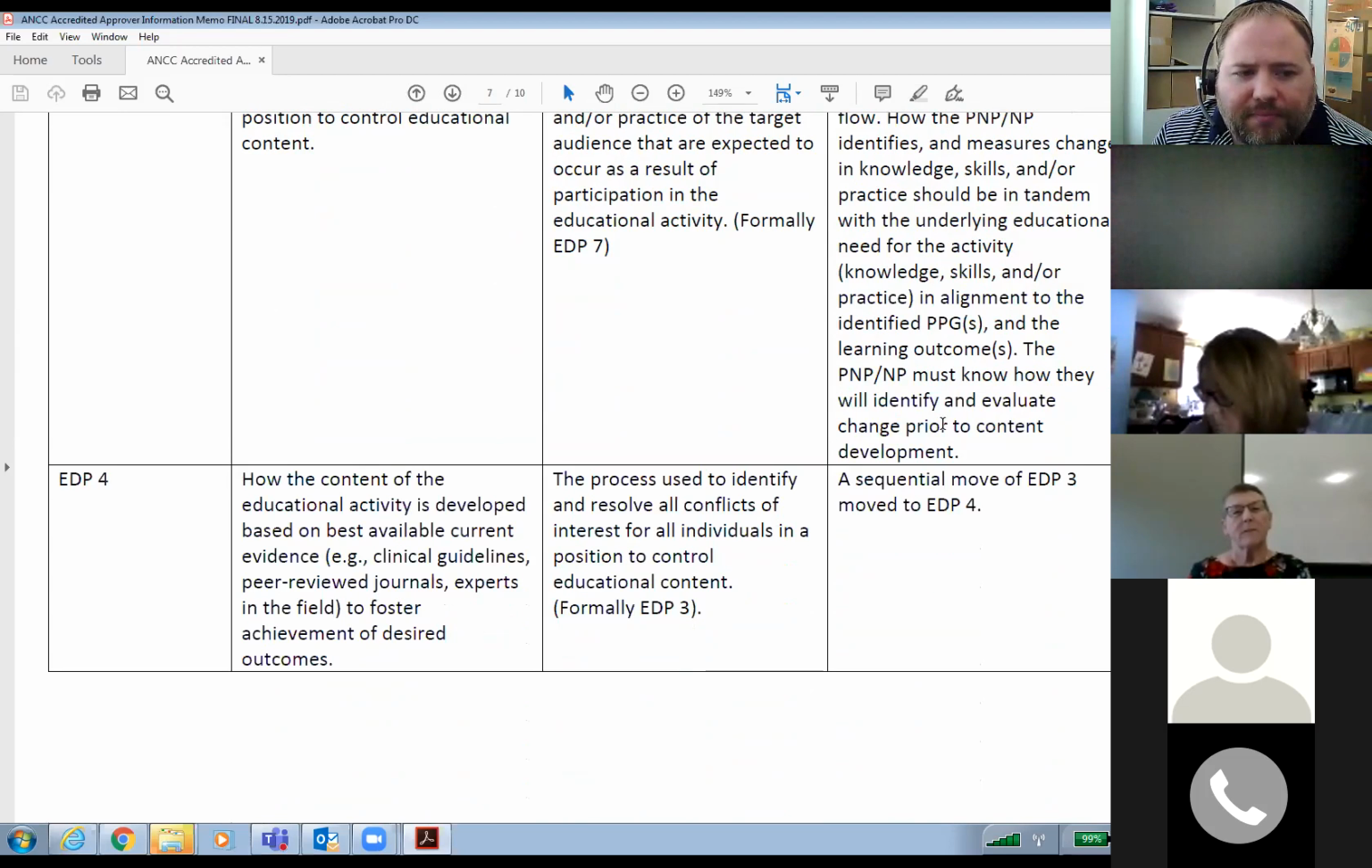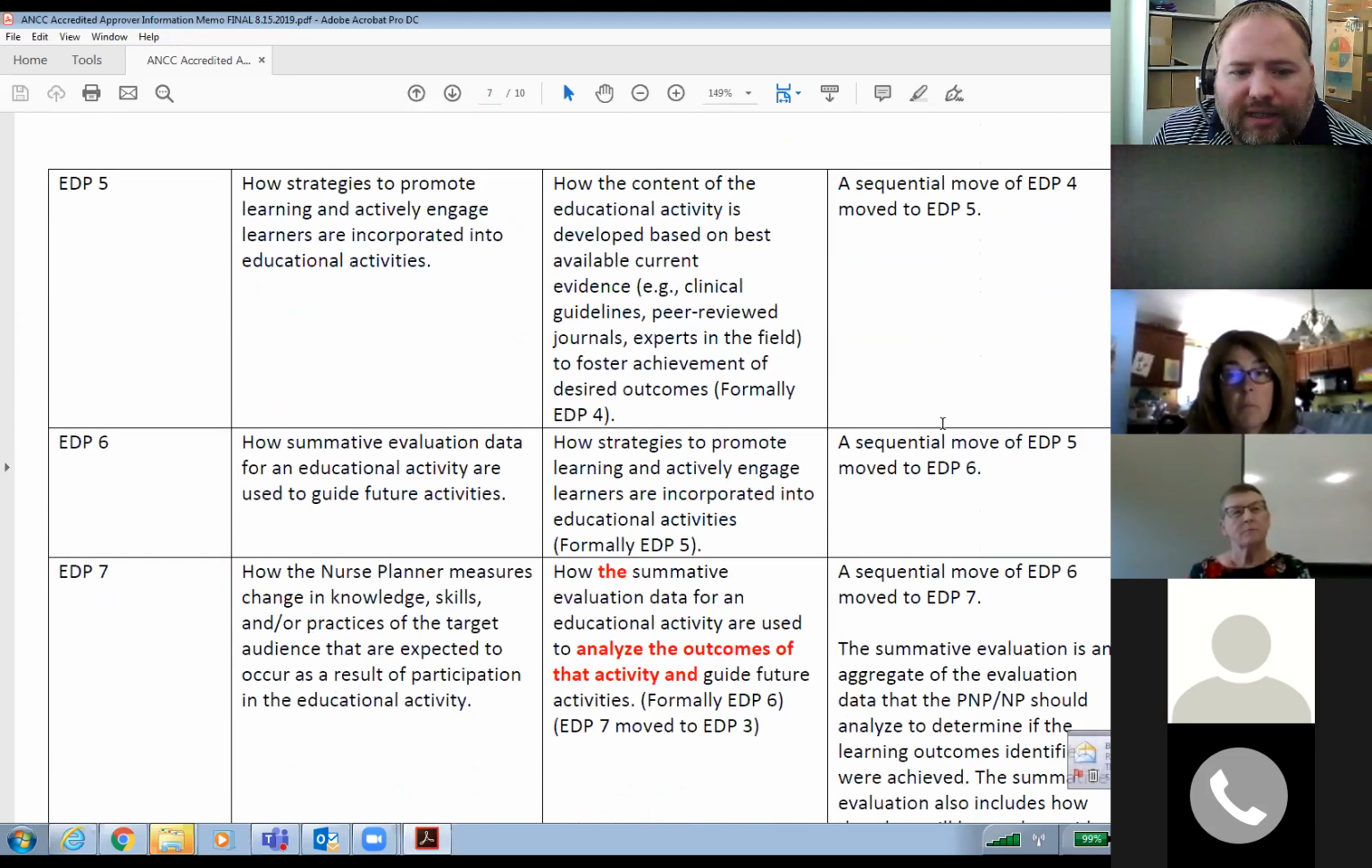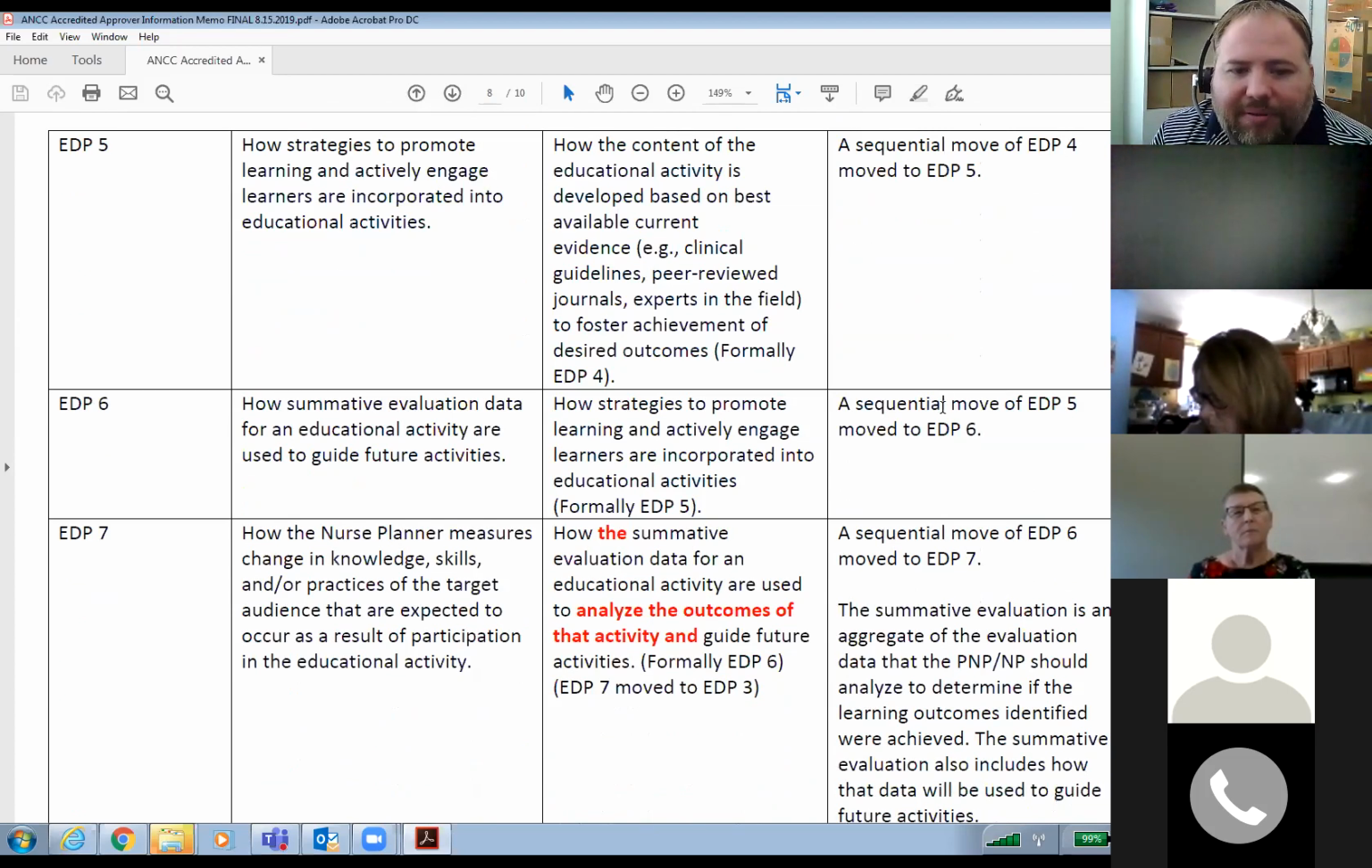And if you are curious, you can also read the rationale as to why it was changed to the far right hand side. With EDP 4, 5, 6, and 7, what happened was just everything was moved down, and you can see that's narrated in the rationale. And then EDP 7, some wordsmithing was how the summative evaluation data for an educational activity are used to analyze the outcomes of that activity and guide future activities. So hopefully this will help your primary nurse planners understand this more.